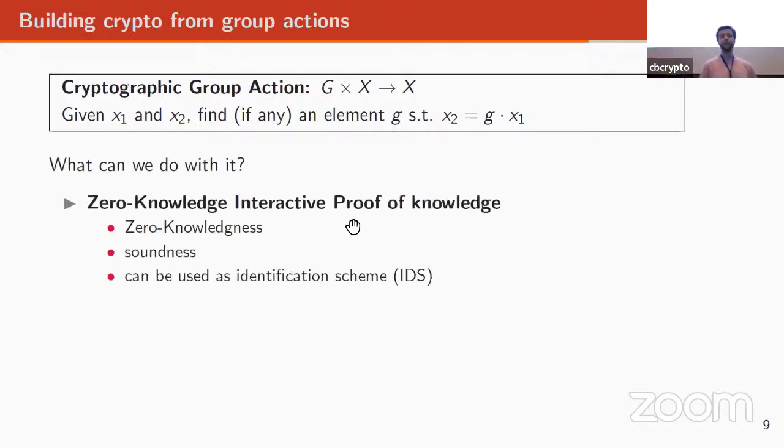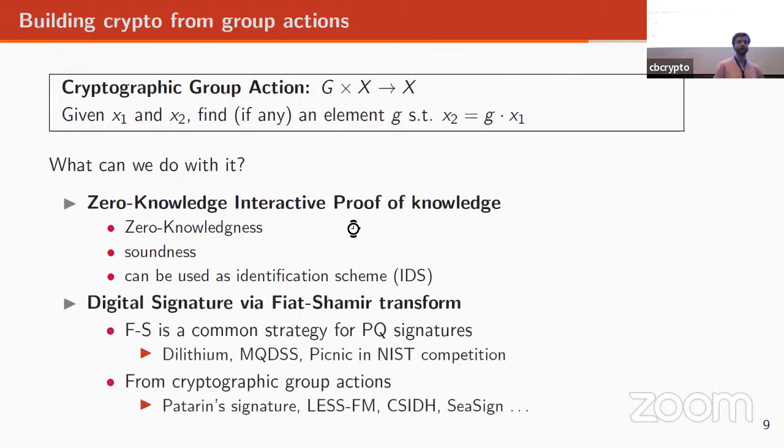You can make a zero knowledge interactive proof of knowledge. And from such an interactive proof of knowledge, you can easily make an identification scheme and then a signature scheme, right? You make a digital signature by applying Fiat-Shamir. This is a really common strategy for post-quantum signatures, and this is how they apply it in Dilithium or MQDSS or PICNIC.